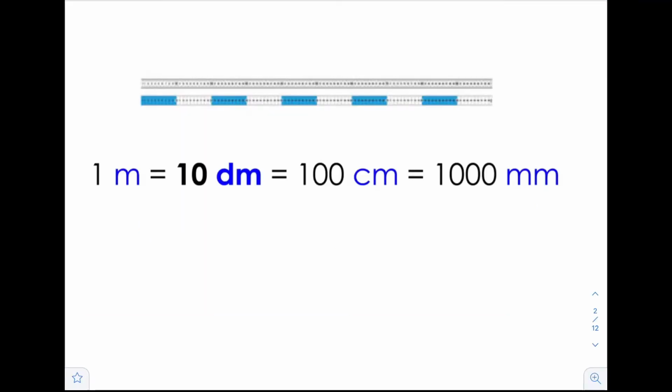In our meter stick, we have 10 decimeters, so those are the blue and white sections, and in the second meter stick below, each one of these is a decimeter. We know that our meter stick is made up of 100 centimeters, and if we were to count the millimeters, there are 1,000 of them.